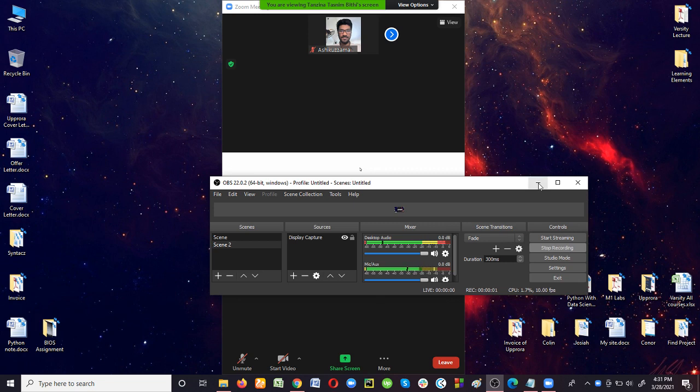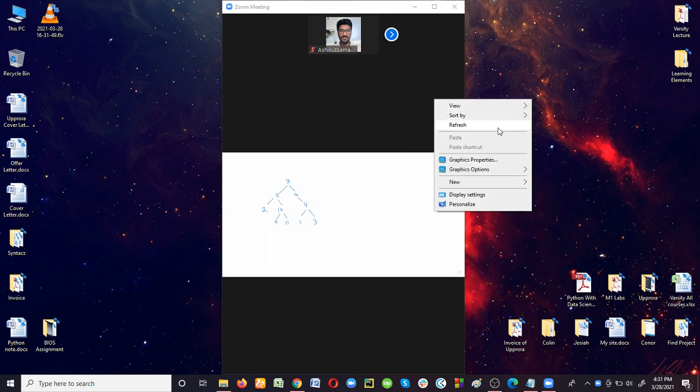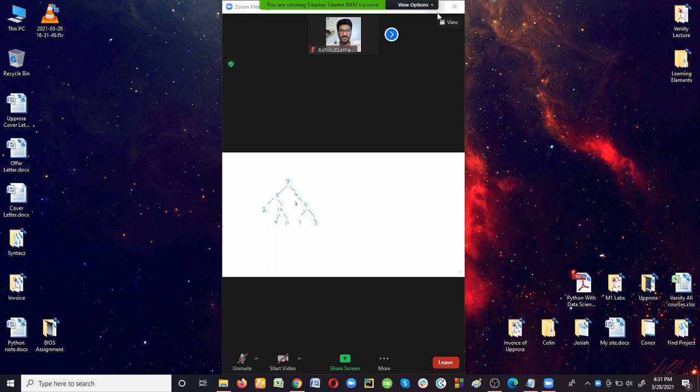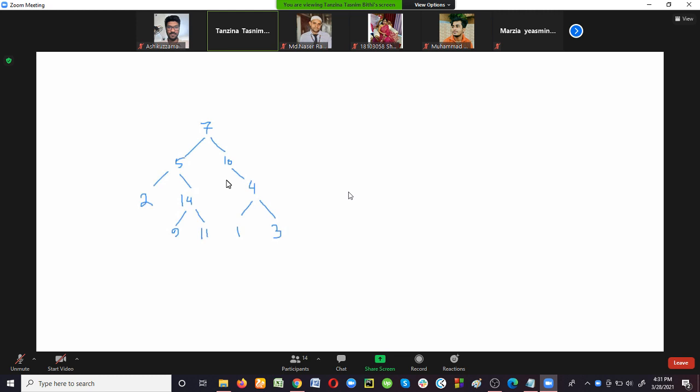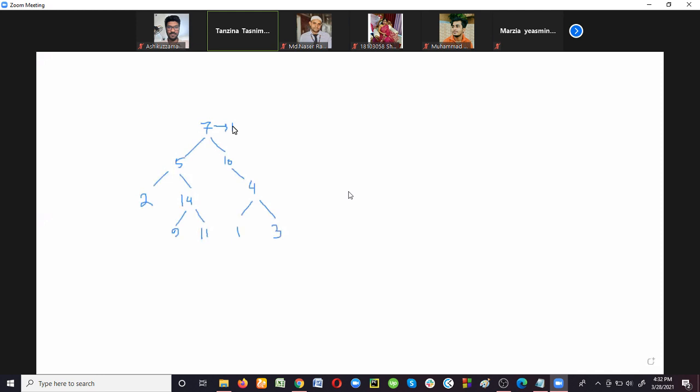Child node, leaf node, internal node, external node, the depth of a node of the tree, height, then the path. Okay, so here 7 is the root node, because the tree has only one root node and 7 is the first node of this tree. So how many nodes are internal nodes?